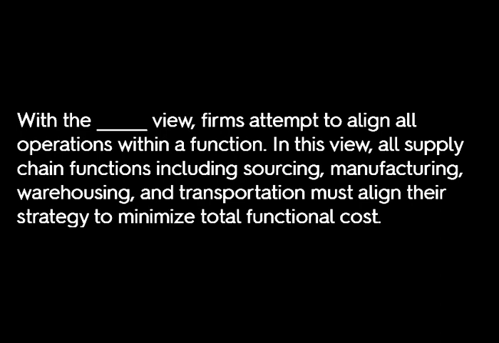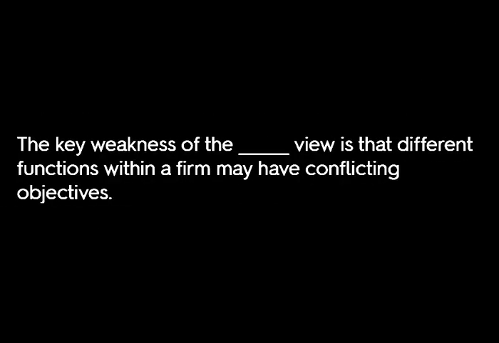With the blank view, firms attempt to align all operations within a function. In this view, all supply chain functions including sourcing, manufacturing, warehousing, and transportation must align their strategy to minimize total functional cost. Intra-operation scope. The key weakness of the blank view is that different functions within a firm may have conflicting objectives. Intrafunctional scope.